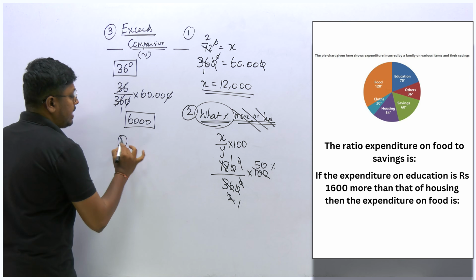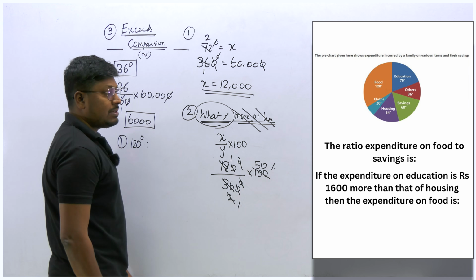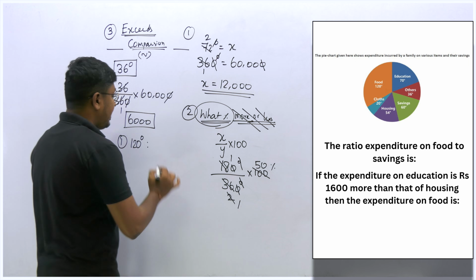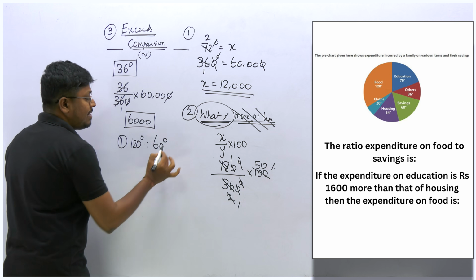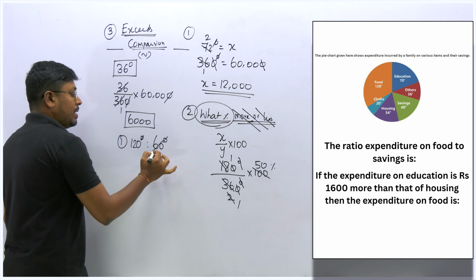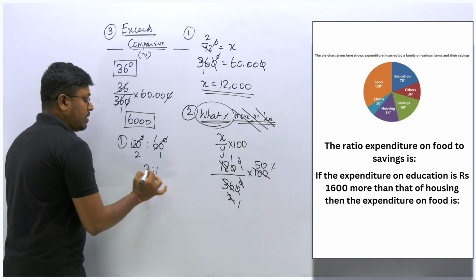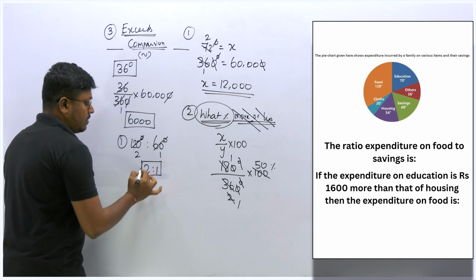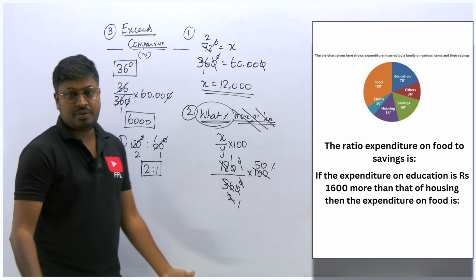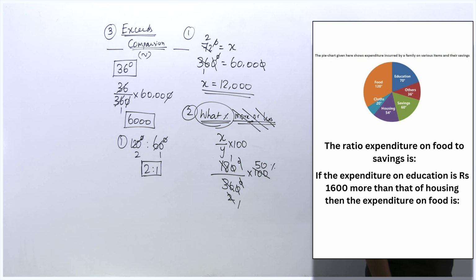So 120 degree is for food. So savings is how much? 60 degree. So 60 degree is savings. So we have to find the ratio, right? We can cancel degree and degree here. 1 60s are 60, 2 60s are 120. So the answer for this question is 2:1. Easy. So what is the next question?